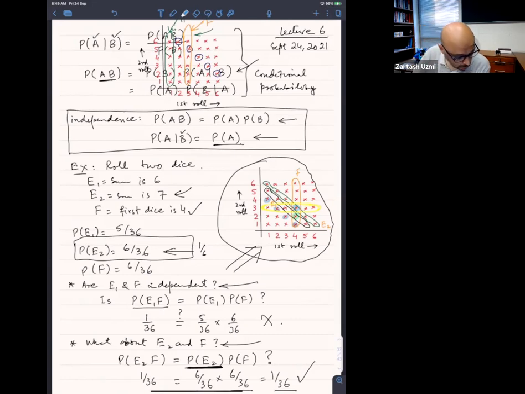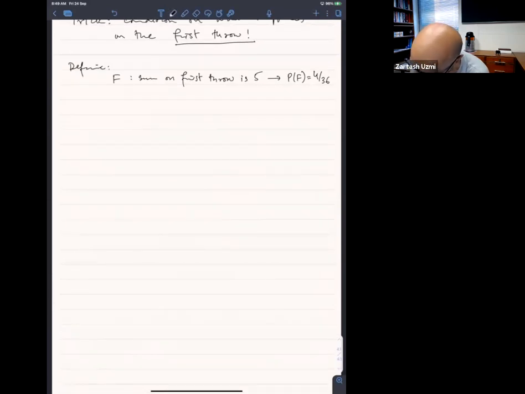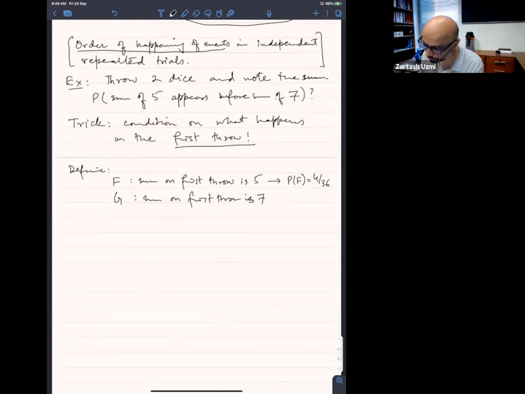And what about sum is equal to 7? Sum is equal to 7 should be 6 out of 36. So I define the event G that the sum of dice on the first throw is 7. We are only interested in sum of 5 appearing before sum of 7. So what is the probability of G? It will be 6 out of 36. And the rest of the guys, I'm not interested in that.